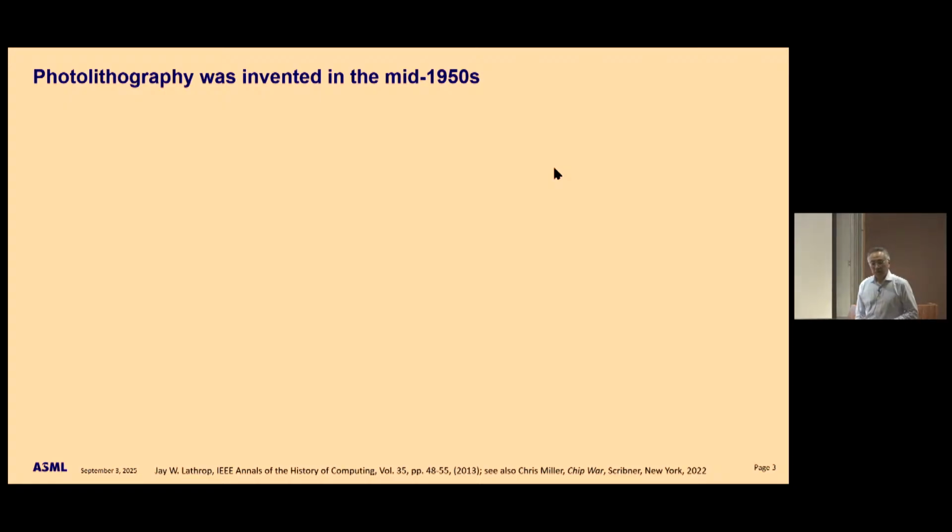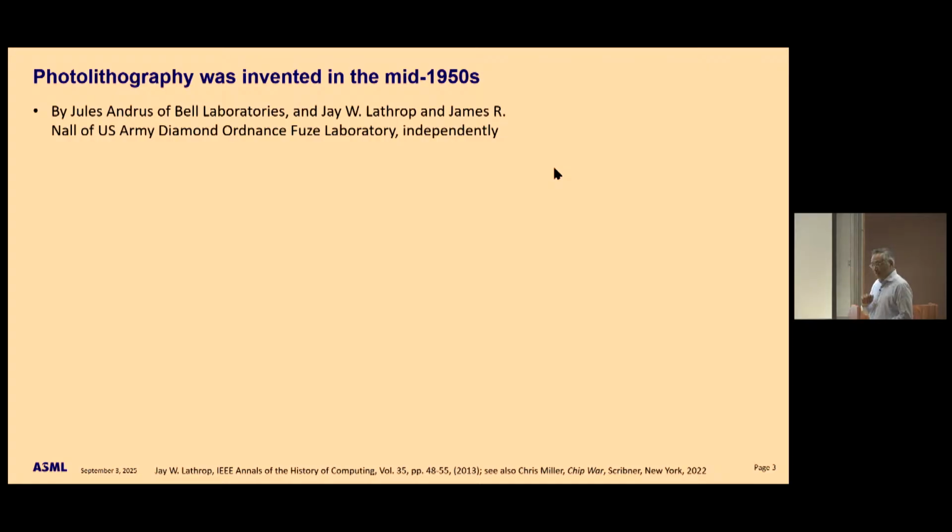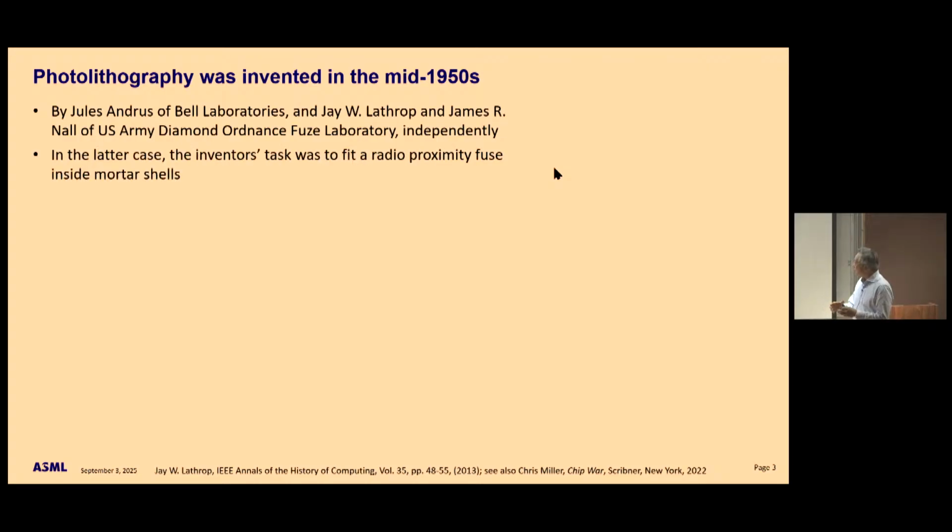Okay, so photolithography itself was invented in the mid-1950s by two groups. First was called the Bell Labs, where you folks were, and the second group was a U.S. Army's laboratory. So let me focus on the second group because the story was more dramatic. In the second group, the goal was to fit a proximity fuse into a mortar shell. Mortar shells are not very big. A proximity fuse is basically a cheap radar system.